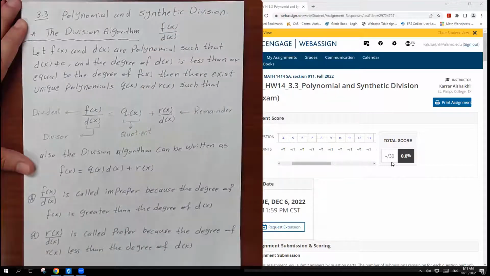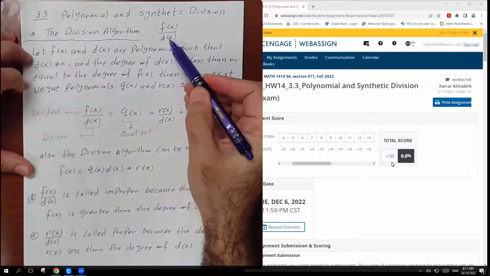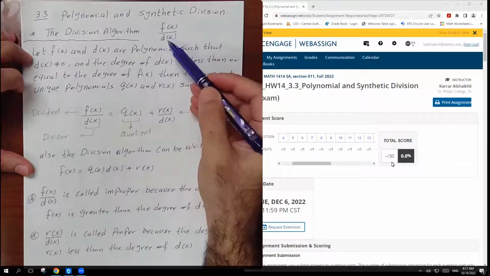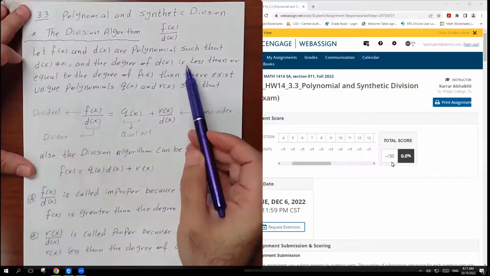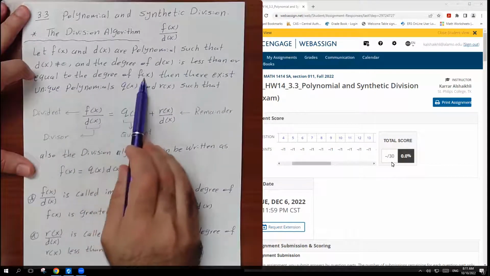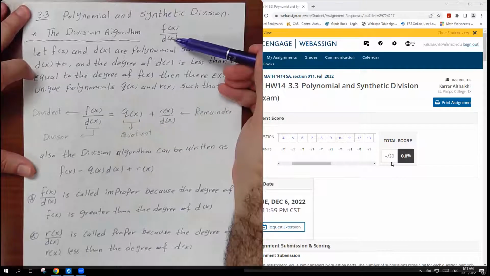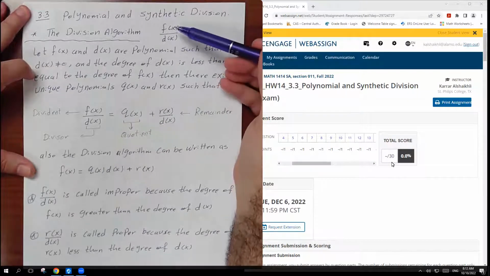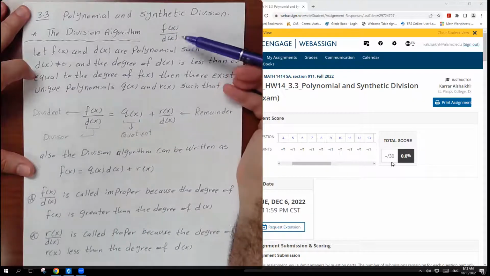F of x divided by d of x. Of course, d of x is supposed to be not equal to 0, because anything divided by 0 is going to be undefined. And the degree of d of x is less than or equal to the degree of f of x. That means the power of the highest exponent here is less than or equal to the power of the highest exponent of f of x.